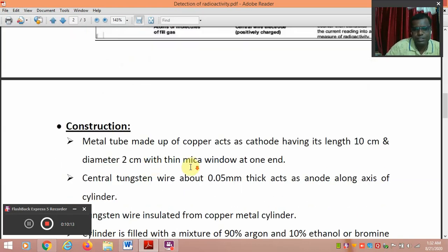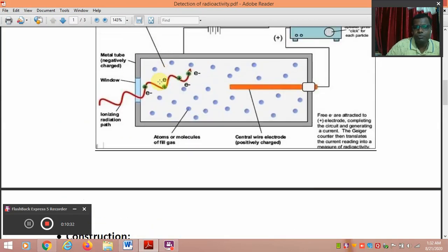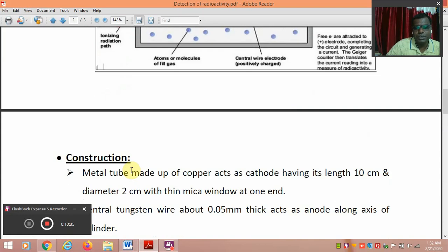Lastly, we can see here, as I already told you, this GM counter consists of a metal tube made up of copper, which acts as the cathode, having a length of 10 centimeter, and the diameter of this tube will be 2 centimeter, with a thin mica window at one end.